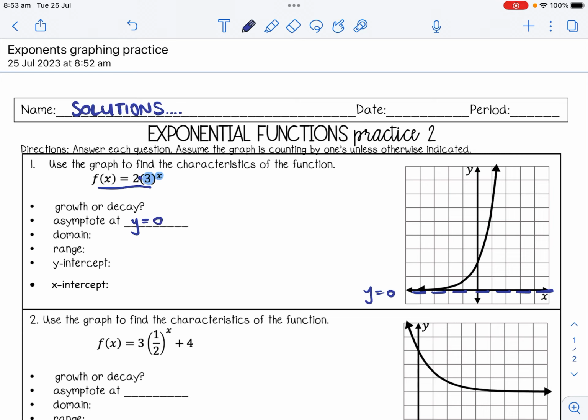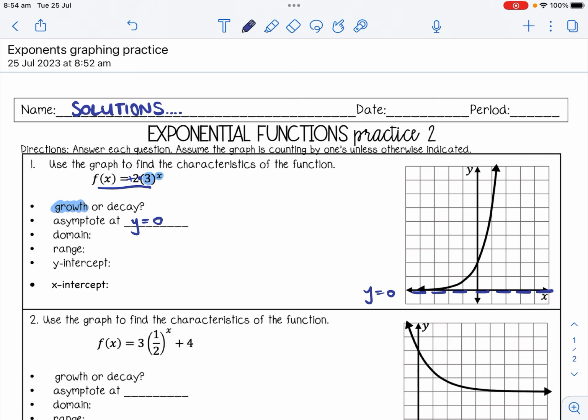Our graph, this graph is a positive exponential graph. So if it is a positive exponential graph, we can see just by looking at it over here that it starts off really, really small and it's getting bigger and bigger really quickly. So it is a graph that is growing. Therefore, it is a growth graph, not decay.